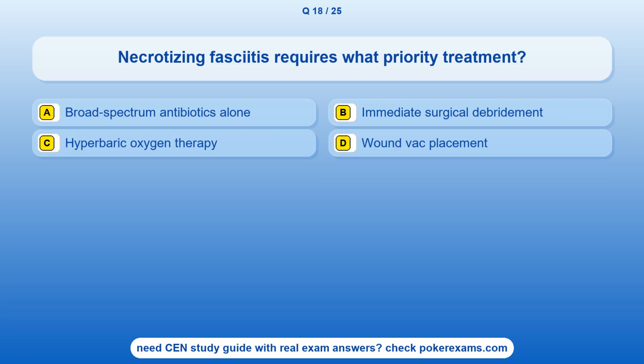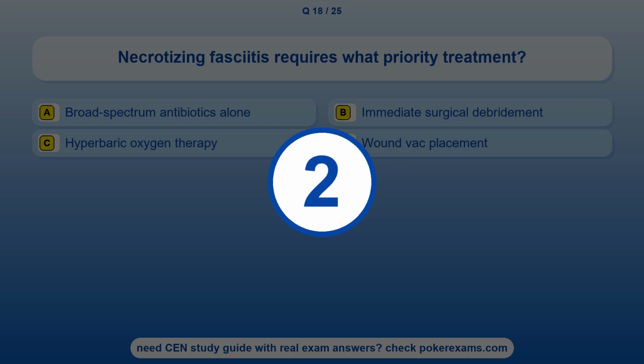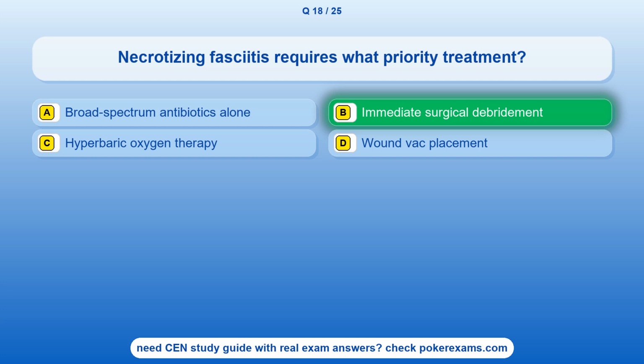Question 18. Necrotizing fasciitis requires what priority treatment? Option A, broad-spectrum antibiotics alone. Option B, immediate surgical debridement. Option C, hyperbaric oxygen therapy. Option D, wound vac placement. The correct answer is option B, immediate surgical debridement.